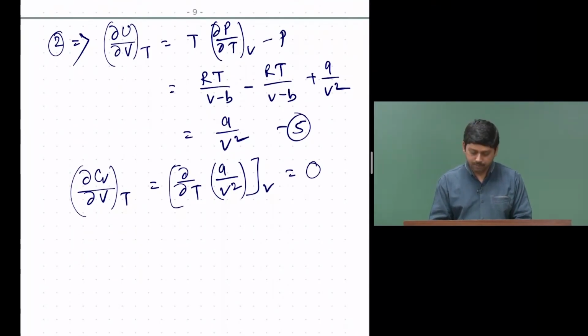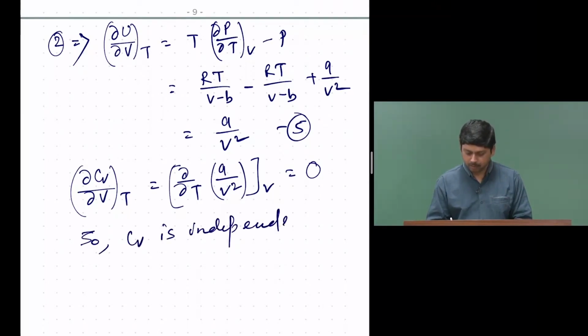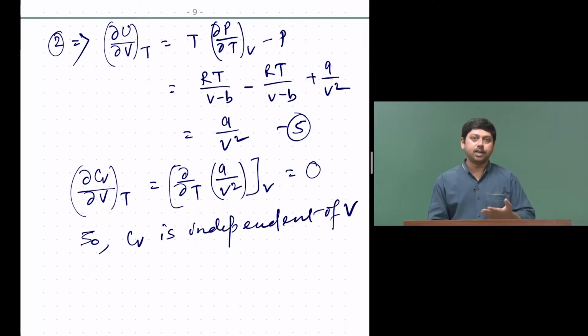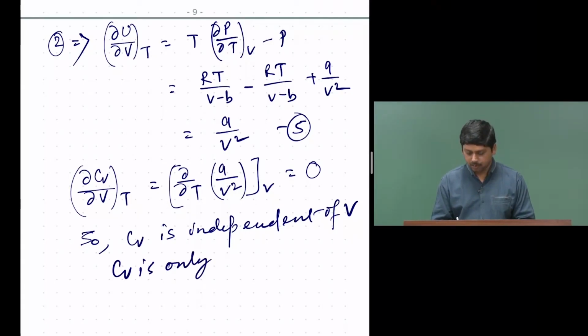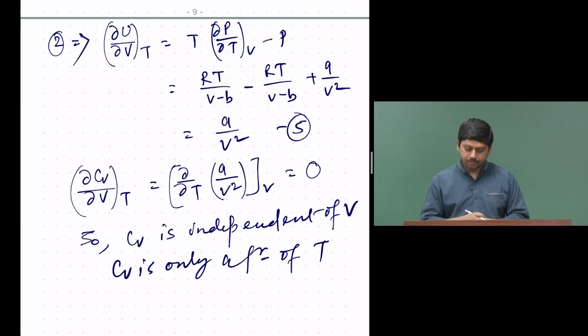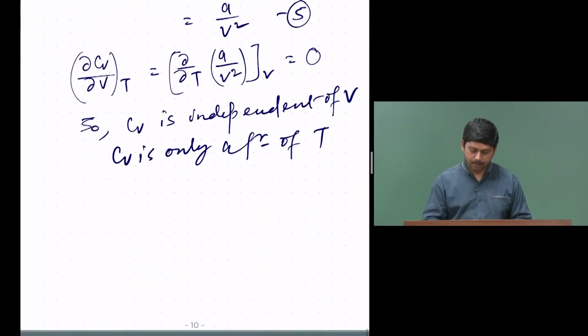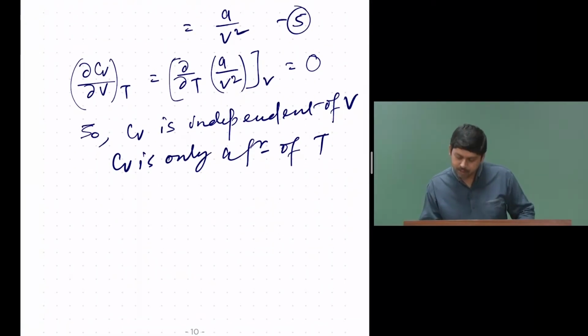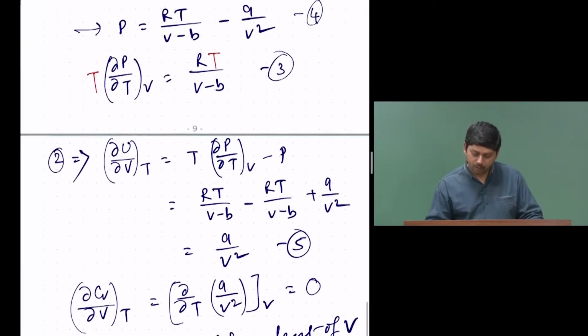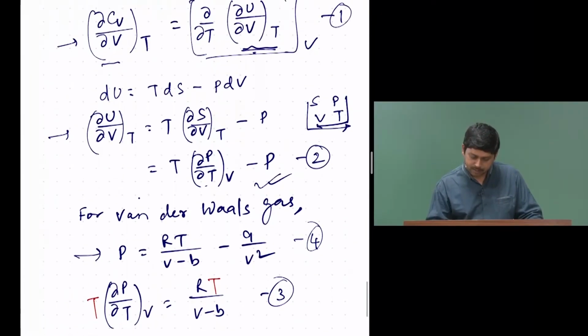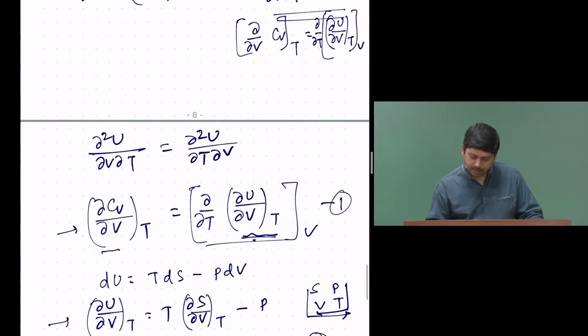Therefore, C V is independent of V. Since C V comes from U and U depends on T and V, C V is only a function of T, at least for a van der Waals gas. Now we have to find the expression of internal energy and entropy. Now we will go for this particular equation, for internal energy and entropy.